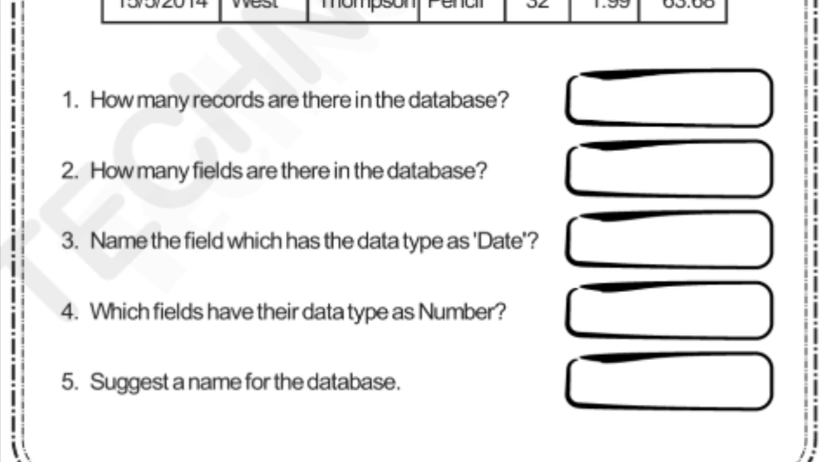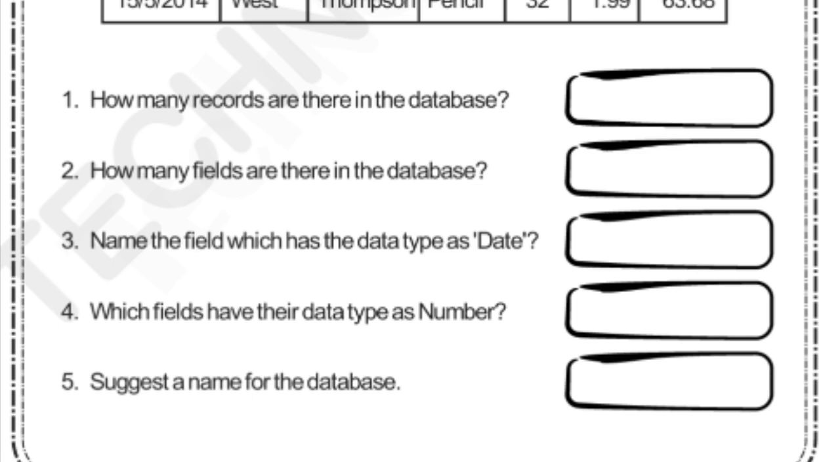Fourth one: which fields have the data type as number? They're asking which columns have the data type of number. You can answer this question simply. Order date will accept only dates, and units and cost value as column headings will accept only numbers. So the answer is to find the column headings which accept only numbers. Look at the picture and answer the question. I hope you know the answer for this question. It's very simple.